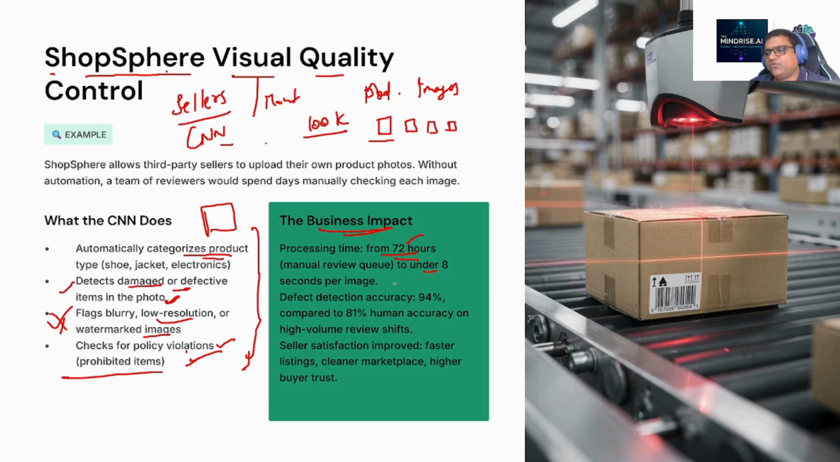This is an example from another e-commerce company, just shared for your understanding. Accuracy is 94% when compared with human accuracy. Sometimes humans make mistakes, whereas a well-trained machine classifies as per the training. Seller satisfaction and customer satisfaction both improve. Either way it works, so you're generating value for the business. This is a simple, powerful and important use case wherein a CNN helps ShopSpear process the images when sellers upload the product catalog or images.